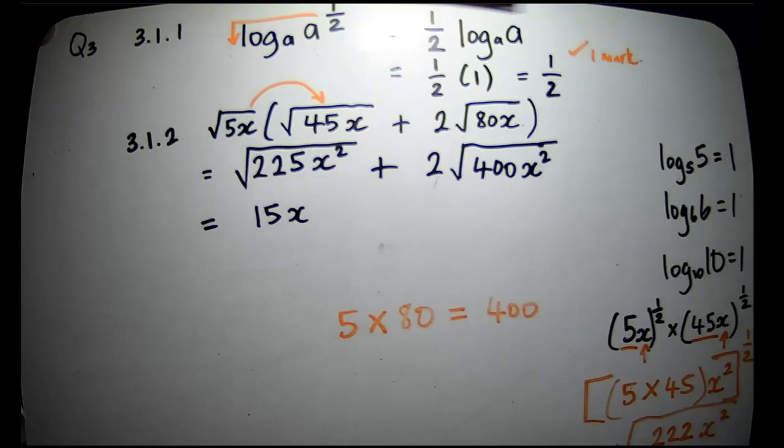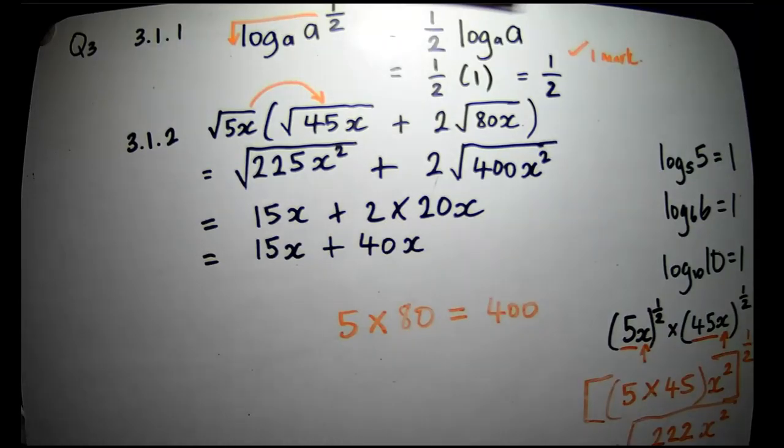Here we're going to have the square root of 400, which will be 20. Don't forget we have the 2 on the outside. Square root of 400 is 20, and the square root of x squared is going to be x. Now 2 times 20 is going to be 40x. So now we have 15x plus 40x. Add those two up and we're going to get 55x. Notice that these are like terms. They are the x family. So 15 plus 40 will give us 55, and it won't be x squared because it's the x family. As simple as that, we have 55x.